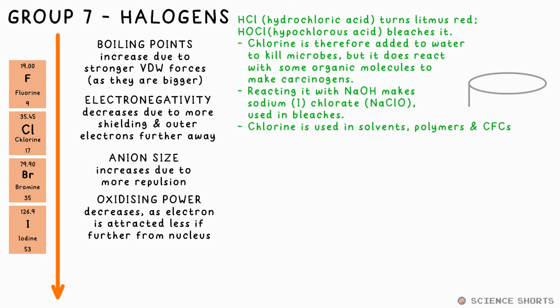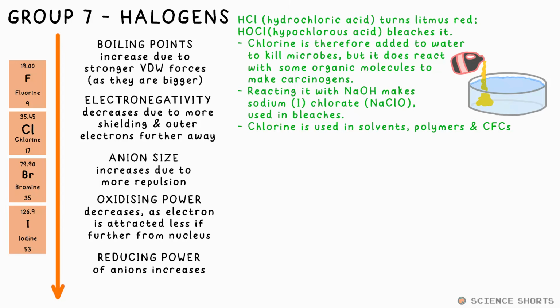Chlorine reacts with water to produce hydrochloric acid, which will cause litmus to initially turn red, and hypochlorous acid, which will bleach and decolorize the litmus. This is why chlorine is added to drinking water, as the products kill microbes, making it safe to drink. However, it can react with some organic molecules to create carcinogens, and is slightly toxic to us as well.